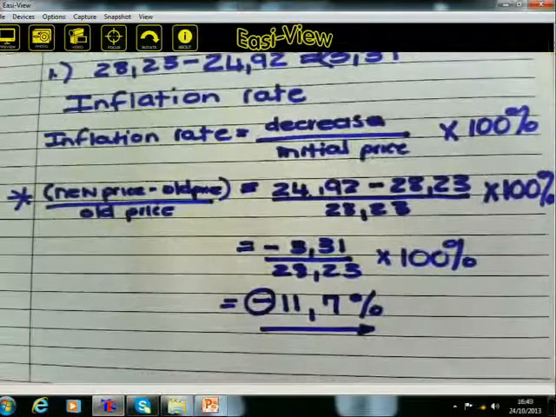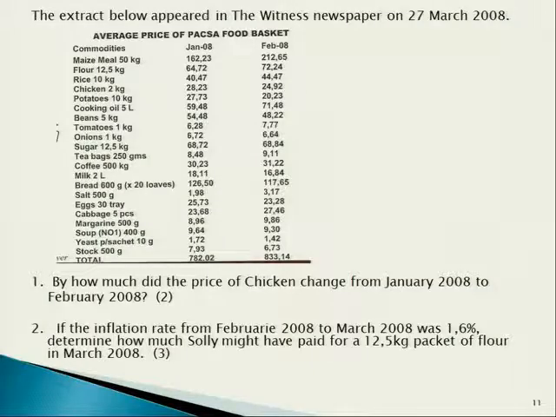Right, let us have a look at another possible question. If the inflation rate from February 2008 to March 2008 was 1,6%, determine how much Solly might have paid for a 12,5 kilogram packet of flour in March 2008. What must I go find first? I have to go look for the flour. There, I've marked it for you.